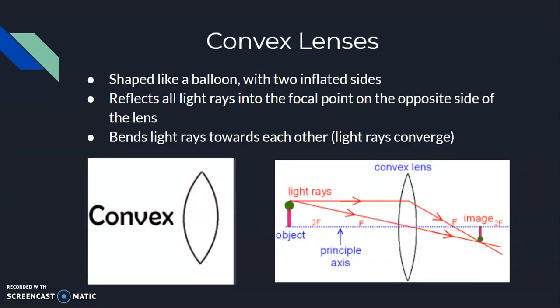Now that we understand the properties of lenses, we can learn more about different types of lenses. The first type that I'll focus on is convex or converging lenses. Convex lenses are able to refract all light rays that enter them into one location, the focal point, on the opposite side of the lens. The lens is shaped with its sides bulging out, similar to a balloon. This shape allows the lens to bend the rays in towards one location, which is the focal point.